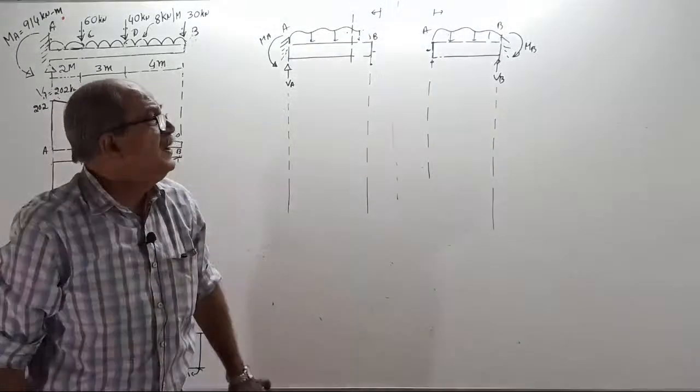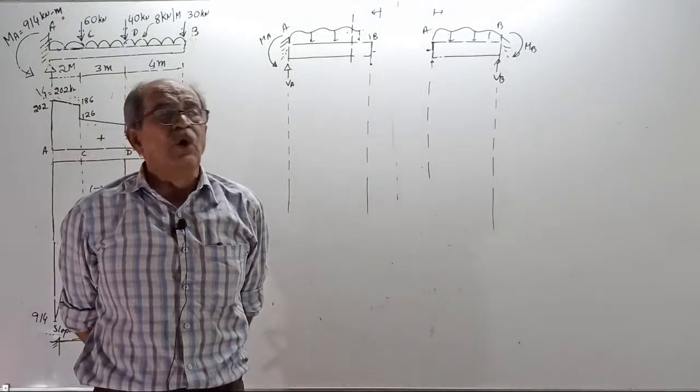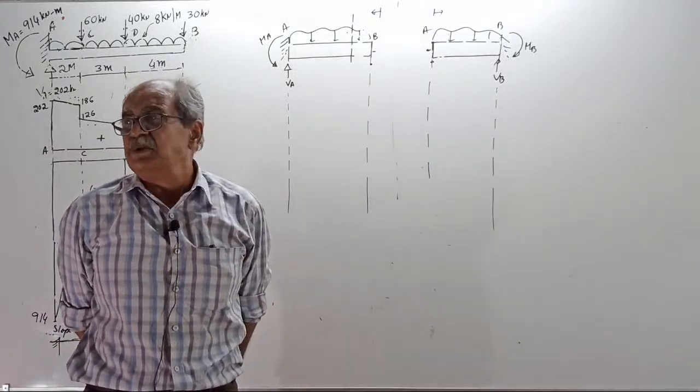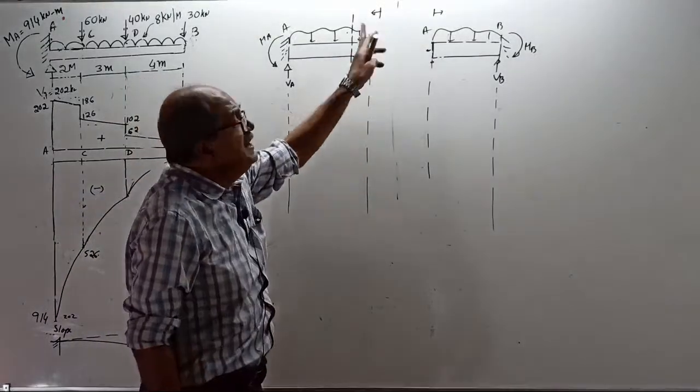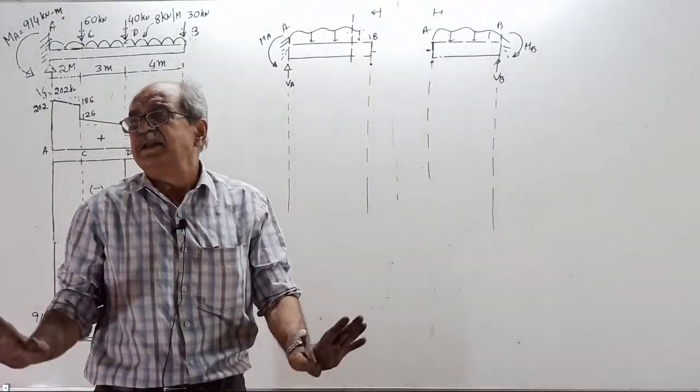Free end. Free end. Shear force is zero. Bending moment is zero for distributed load. Of course, if a point load is there, it will have shear force. Leave it now. Okay, start.